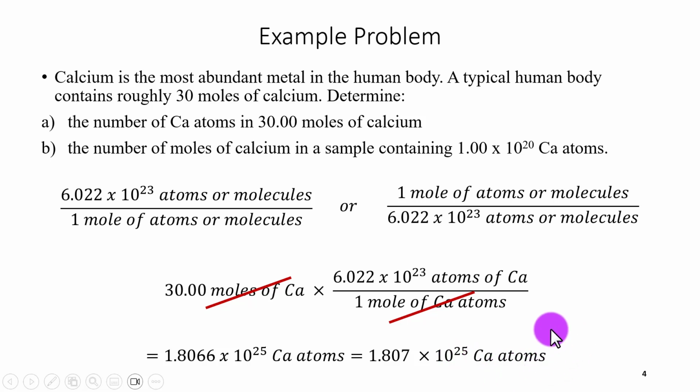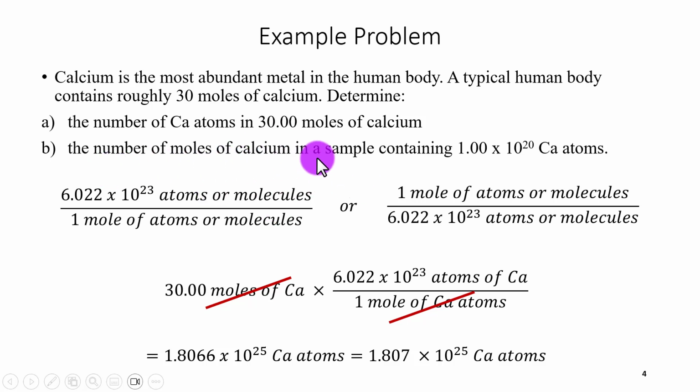Stop and ask yourselves if this answer makes sense. If you had used the other conversion factor instead and divided by this, you would have a very, very small number. If you have 1 mole of calcium, you have 6.022 times 10 to the 23rd. If you have 30 moles, that means you will have 30 times as much, so a much larger number of atoms. This is a way to check whether you have done the conversions correctly.